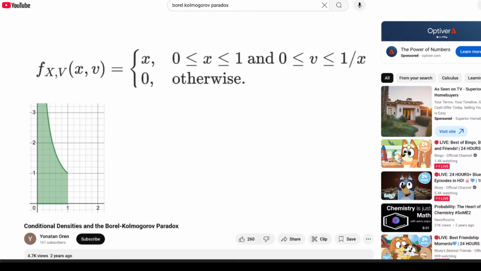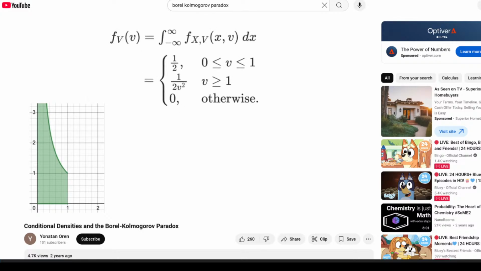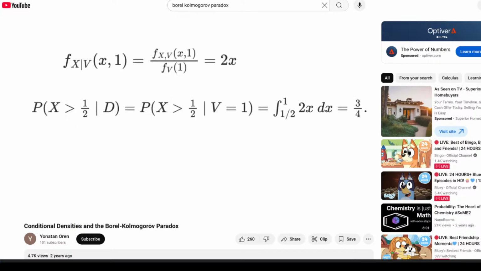To compute the conditional density, we'll also need to find the marginal density of v, which we can get by integrating out x from the joint density. We can compute this integral by splitting the domain into two parts to get the following. Finally, we get that the conditional density of x given v equal to 1 is equal to 2x, and if we integrate this density to compute the conditional probability that x is larger than a half, we get 3/4.